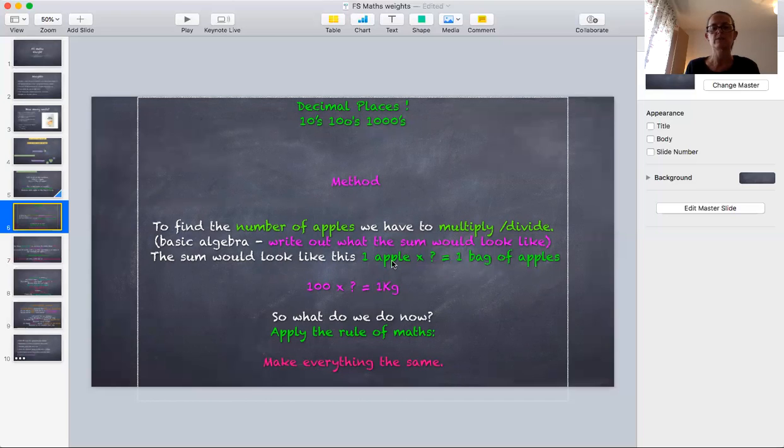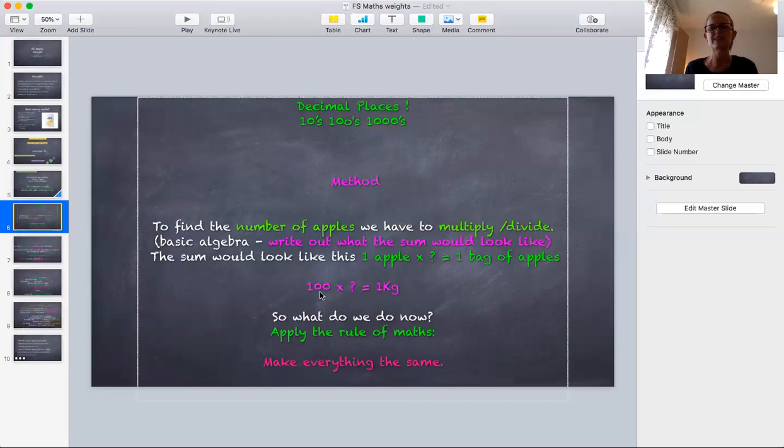So let's put the numbers in. Well, 1 apple is 100 grams. So the sum now looks like this. 100 times something equals 1 kilogram. So we now have our sum and we can see all the numbers. We can see the 100 and we can see the 1 kilogram. But what do we do now? Well, there is a slight problem because this is kilograms and this is grams.